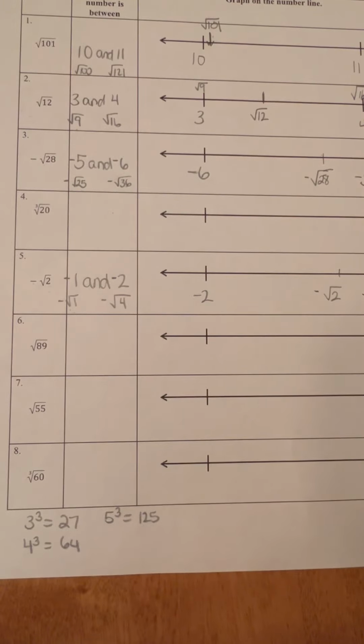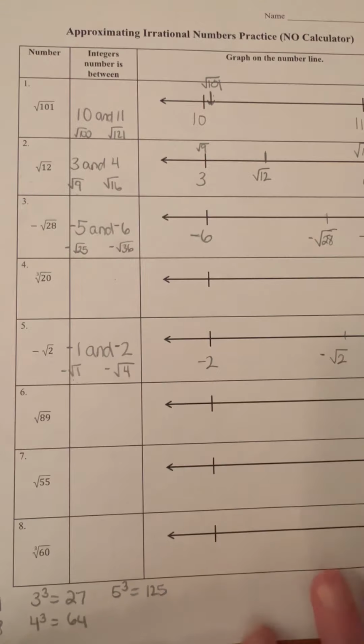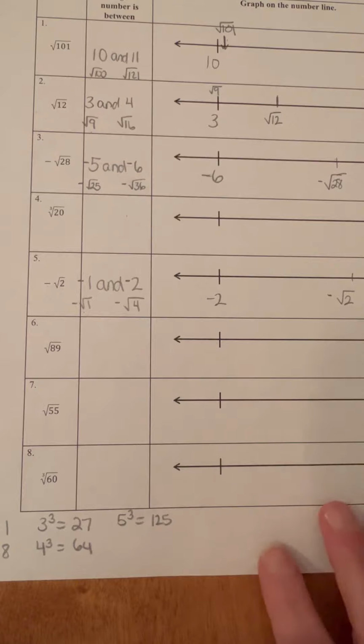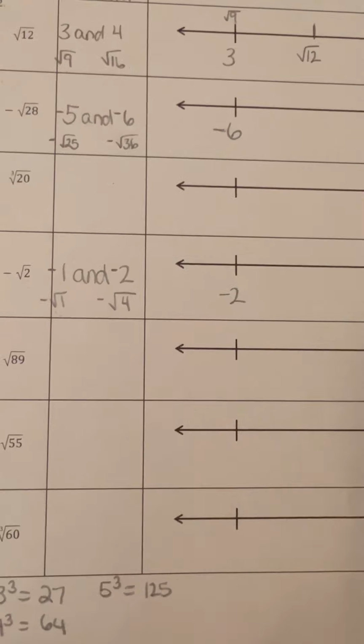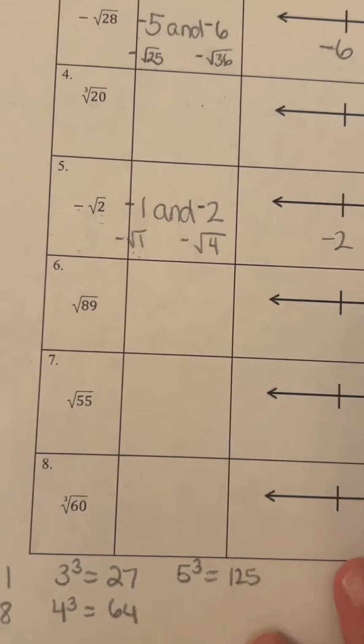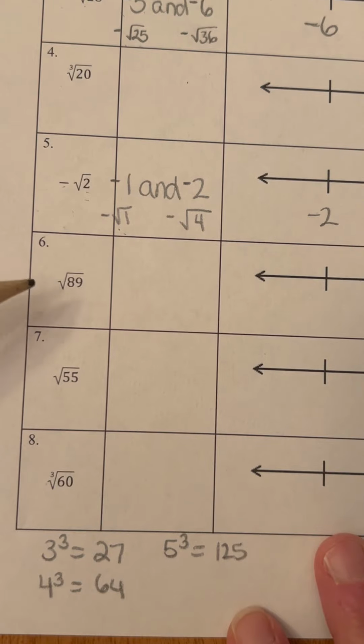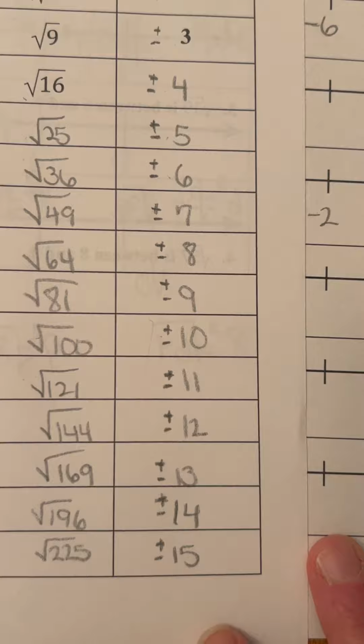Hey everybody, I'm back. We are doing a bunch of square root practice and a couple of cube roots. So we are going to look at, I'm going to skip the cube roots for the moment, and we're going to just focus on 6 and 7 right here. I've got my little cheat sheet here.